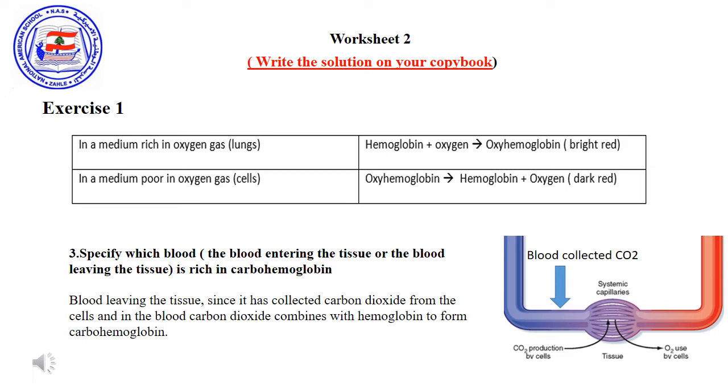And in the blood, carbon dioxide combines with hemoglobin to form carbohemoglobin. Did you pay attention here? At the level of the cells, oxyhemoglobin dissociates to give hemoglobin and oxygen. Now the cells can consume oxygen and release carbon dioxide, and the released carbon dioxide binds to hemoglobin to form carbohemoglobin.